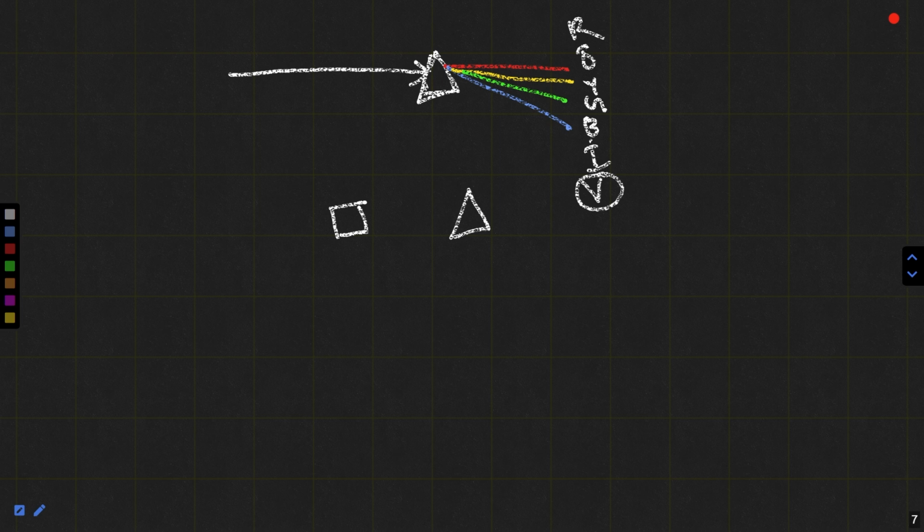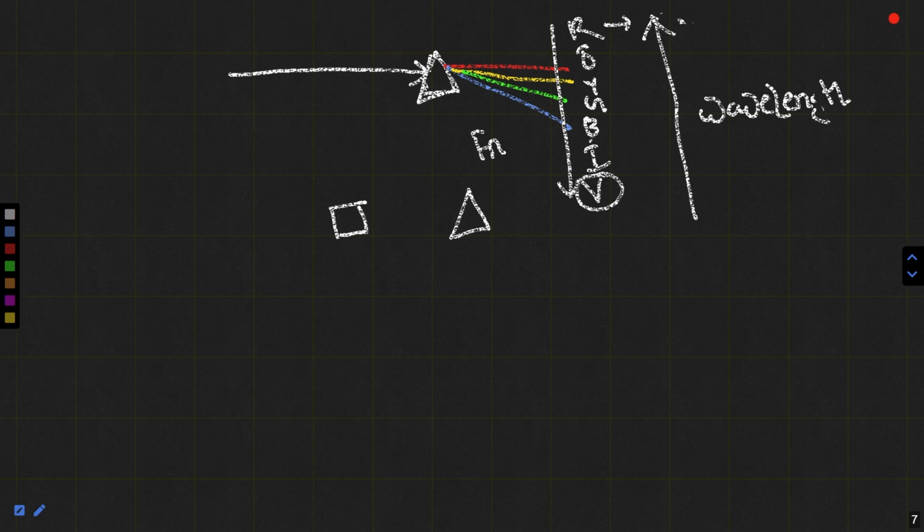Now, if I ask you which has the greater wavelength, this has the greatest wavelength. Moving from here to here, wavelength increases. And on moving down, frequency increases.